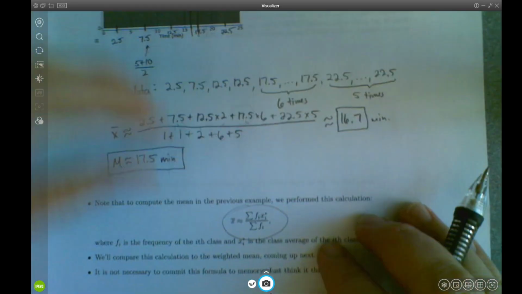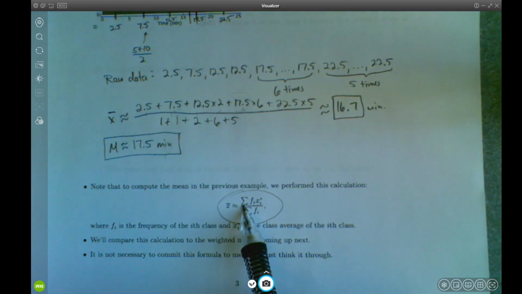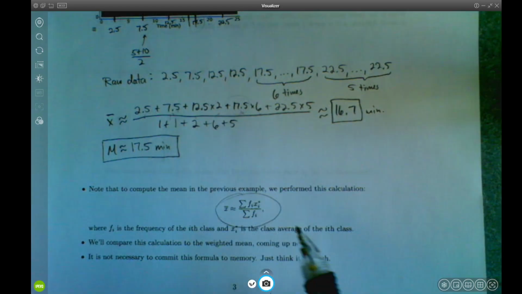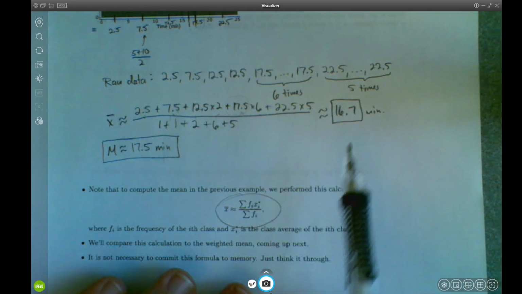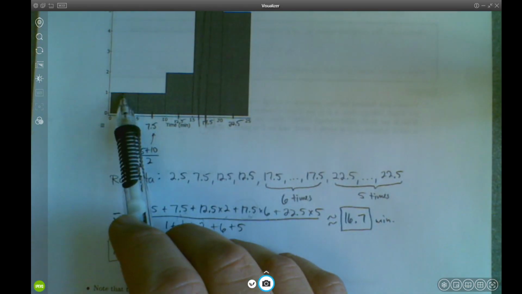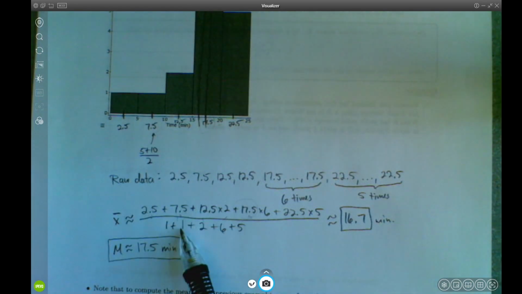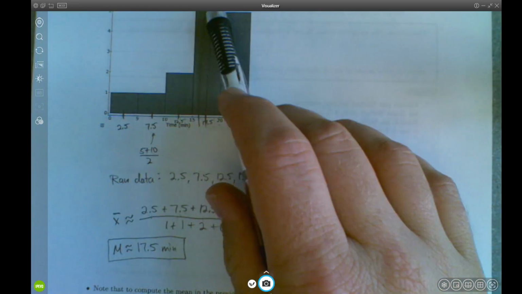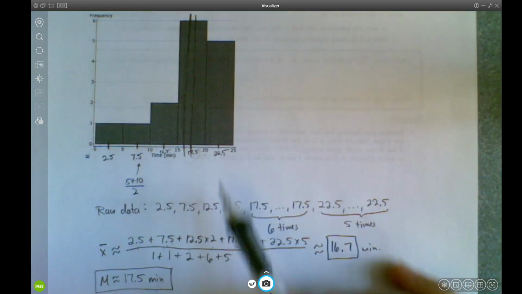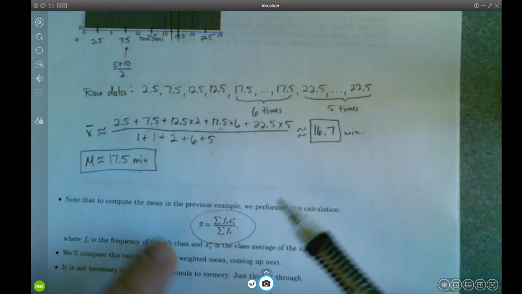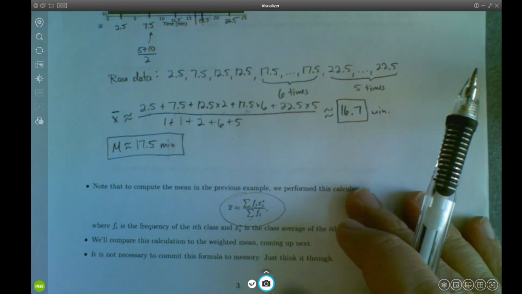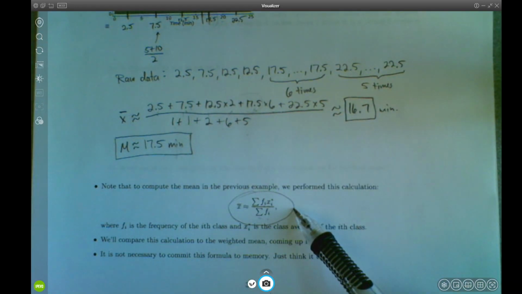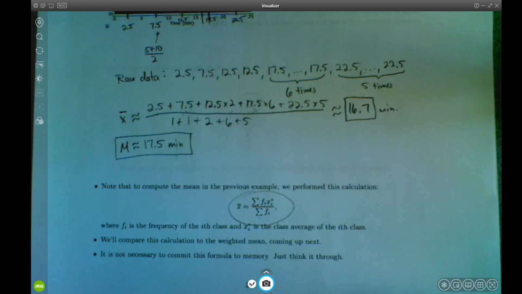And then we added all of those up. That's what the capital sigma is denoting. So we took each class average, multiplied it by the frequency, and then added up those results. And then we divided that by the sum of the frequencies, right? 1 plus 1 plus 2 plus 6 plus 5. So this is the formula for how you would estimate the mean from grouped data, like from a histogram.